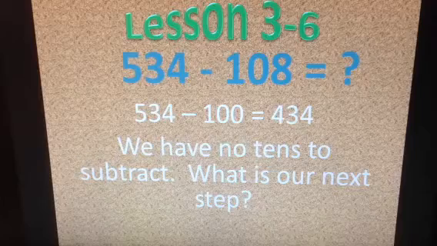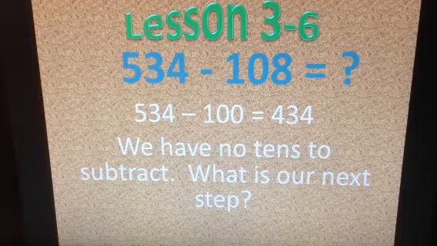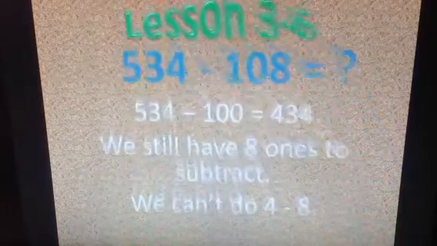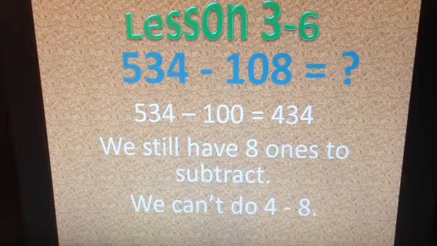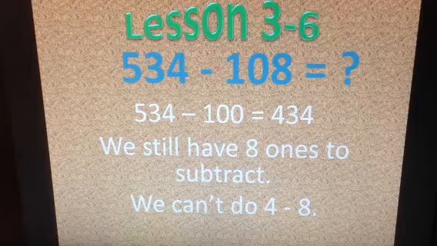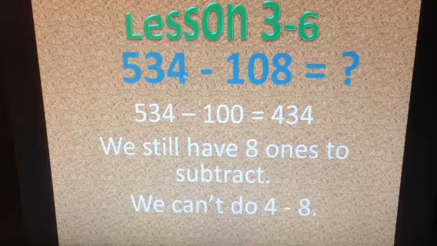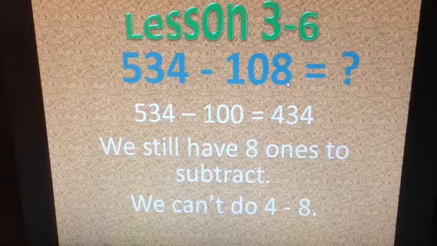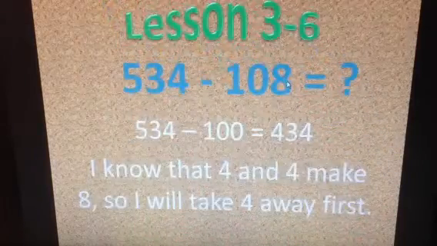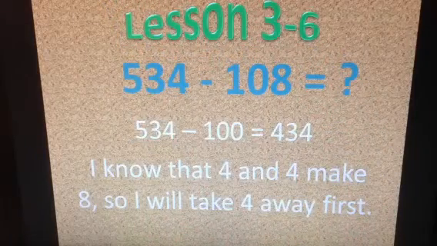Then we have no tens to subtract. What is our next step? We still have 8 ones to subtract. And we can't do 4 minus 8, because 8 is bigger than 4. I know that 4 plus 4 make 8, so I will take away 4 first.